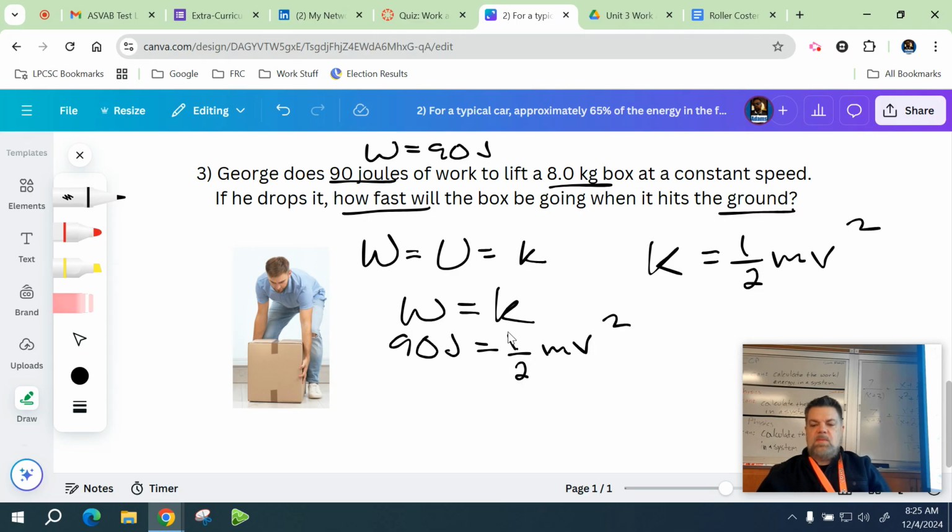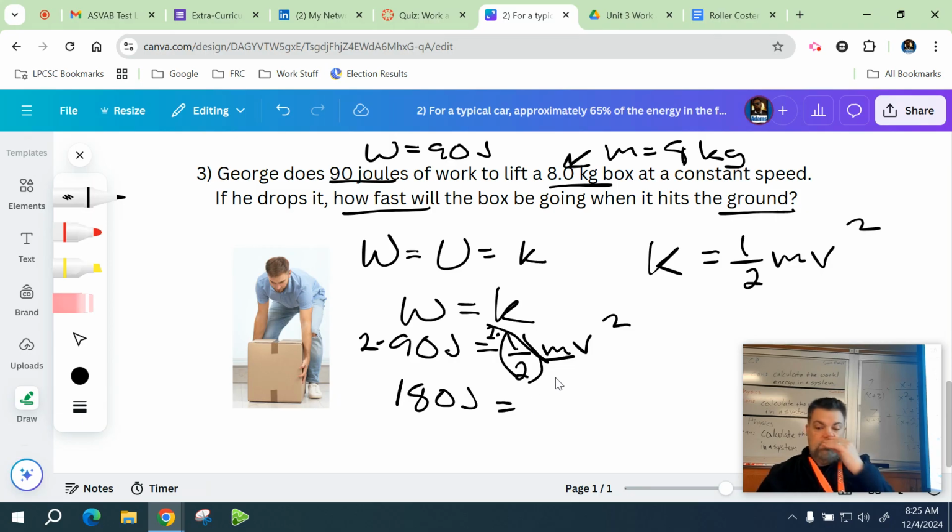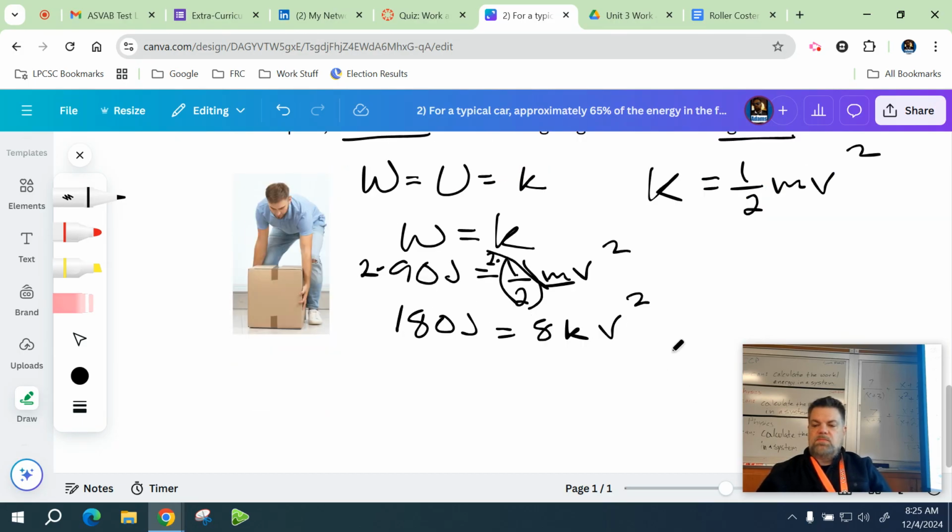So the first step in that process, I want to get rid of the 1/2. So I multiply this side by 2 and multiply this side by 2. So now I've got 180 joules over here is equal to the mass. But they give us the mass, right? The mass is equal to 8 kilograms. So this cancels, 1/2 of 2 is 1. So I'm going to type in 8 kilograms, and that's equal to the velocity squared.